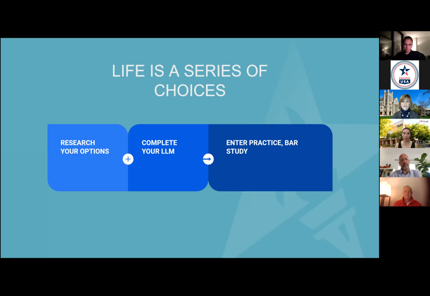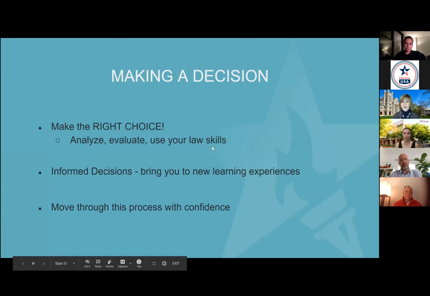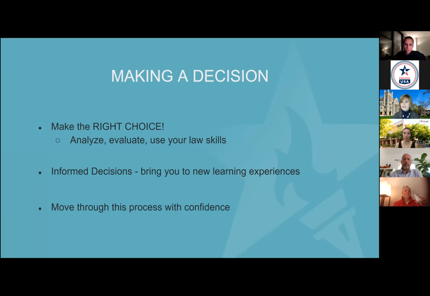And we all work very hard, all of us on this call, to help students get those opportunities. So there really are no wrong choices. Everything is going to be right. You're all already in the legal field, whether you're still studying law or you're already practicing. You're used to analyzing, evaluating.